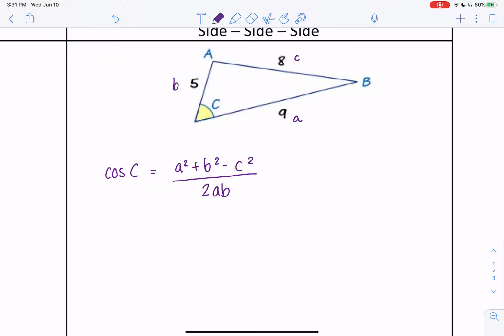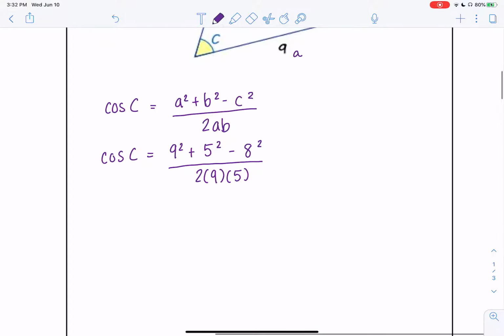Now that we've labeled our triangle, filling in the values is pretty straightforward. Little a is 9, little b is 5, little c is 8, all over 2 times 9 times 5. And again, if you have a double line calculator, I would do my best to put as much of this in as possible. But I'm going to go through all the steps just so you can see where everything comes from. So our cosine of C is equal to 81 plus 25 minus 64.